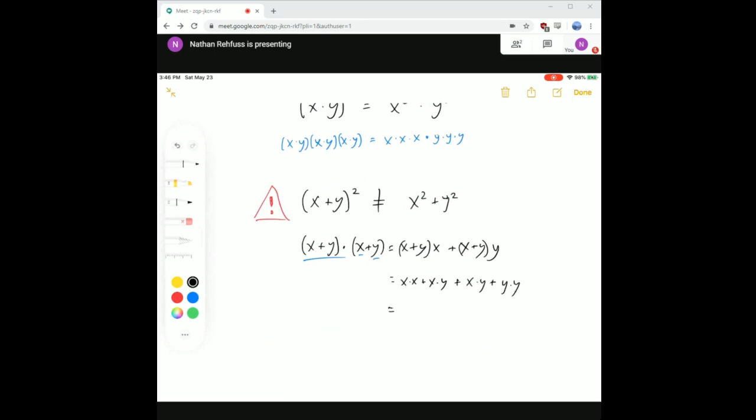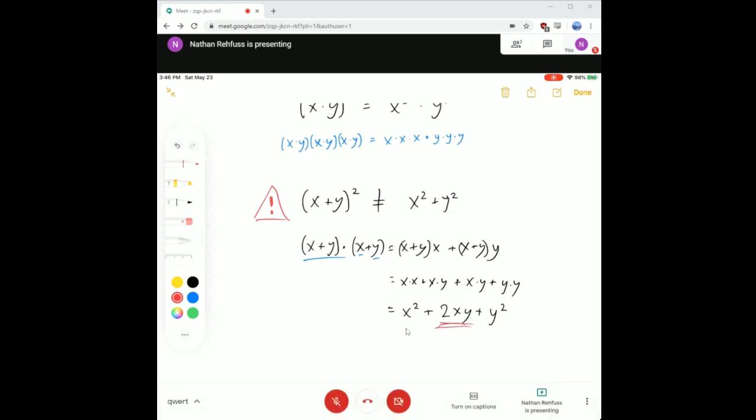I can write some shorthand for repeated multiplication. x times x is x squared. I have 2 copies of xy, so I can just write 2xy. And I have 2 copies of y, so that's y squared. So this is the difference. There's an extra term in the middle. It's not just x squared plus y squared, it's x squared plus 2xy plus y squared. Be very careful not to make that mistake. I can distribute an exponent over multiplication, or I can distribute multiplication over addition, but I cannot distribute an exponent over addition. So be very careful.